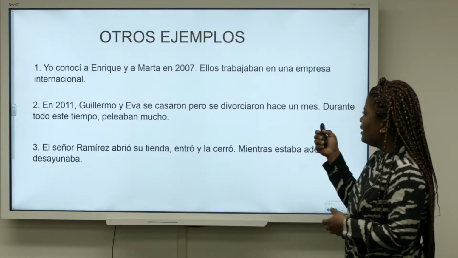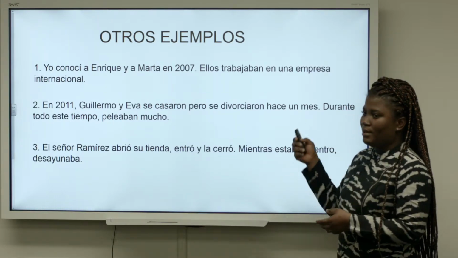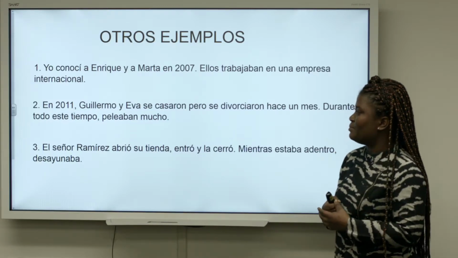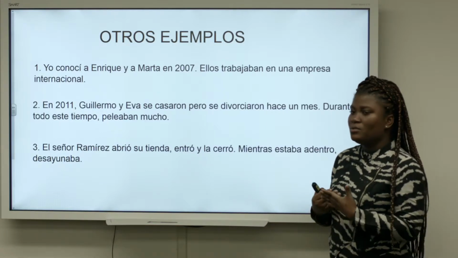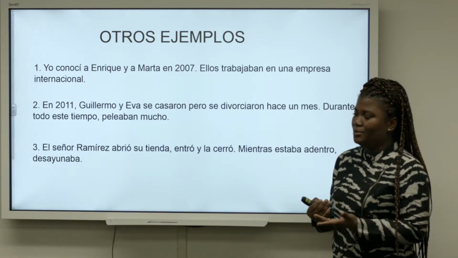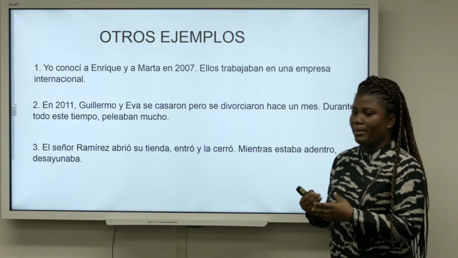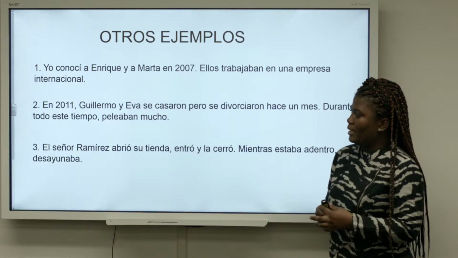Now, ellos trabajaban en una empresa internacional. The verb is trabajar, which has been conjugated in the imperfect tense because they were working at that time that I met them. I don't know the specific time they started. I don't know if they finished any time after I left, but when I met them, they were working at that place. Bien, segundo ejemplo.